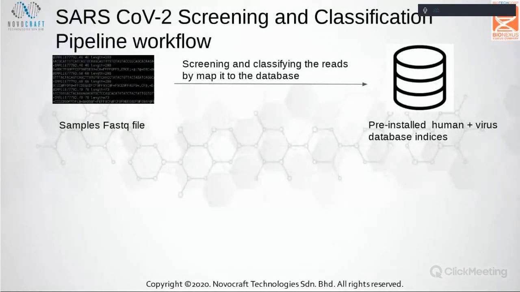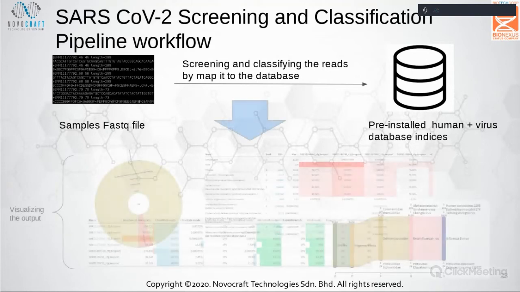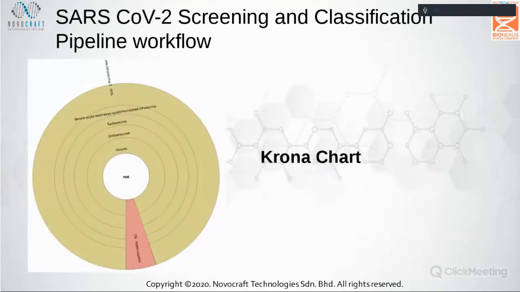Now, let's proceed to the workflow of this pipeline. In this pipeline, the FASTQ files from the sequencing result undergo screening and classification by matching them to the pre-installed database, which consists of human and virus genome databases. Once the process is finished, it will generate some visualization outputs. The first one is corona charts. This chart visualizes the percentage abundance of human and virus inside our sample. The larger the proportion, the higher the percentage abundance of that specific organism inside our samples.